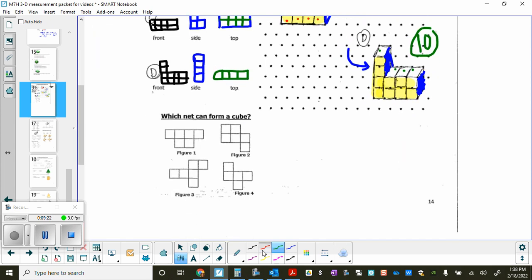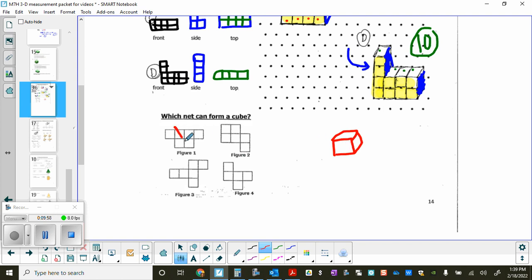All right, now looking at this one, which net can form a cube? So remember, a cube is basically the square, and all the sides are those square faces. So we need 6 faces. Now I count here 1, 2, 3, 4, 5, 6. All of these have 6 faces, but we just need to be able to conceptualize, if I were to fold it up, which one actually makes this shape, okay?